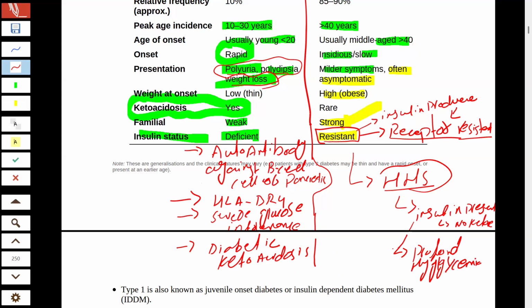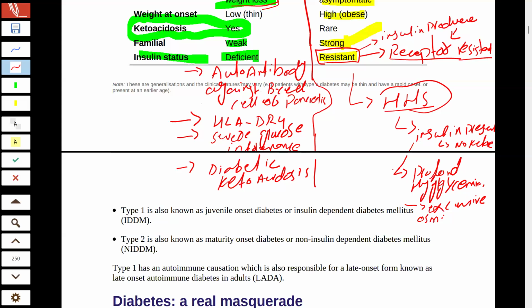Hyperglycemia. Excessive osmotic diuresis. And blood glucose level might be raised to 600 to 1000, in this range. But in type 1, there is no such situation, and the blood glucose level will be greater than 350 to 400 or 500, and no excessive osmotic diuresis.